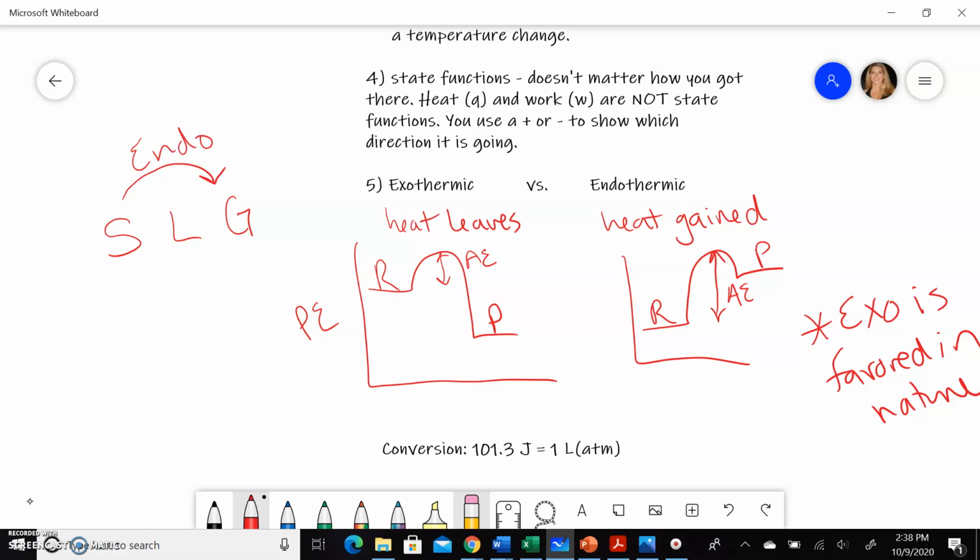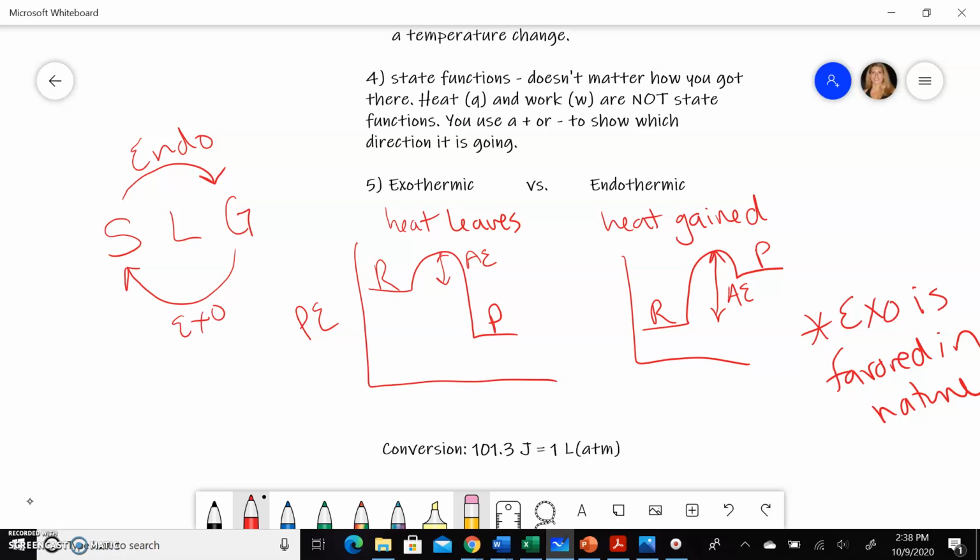A solid to a liquid would be melting. So if you put a piece of chocolate in your hand and you leave it there all day, it's going to eventually melt because it's gaining energy from your hand. If you boil water, it has to gain energy from the stove to turn into a gas. So those are all endothermic, and then the reverse is actually exothermic.